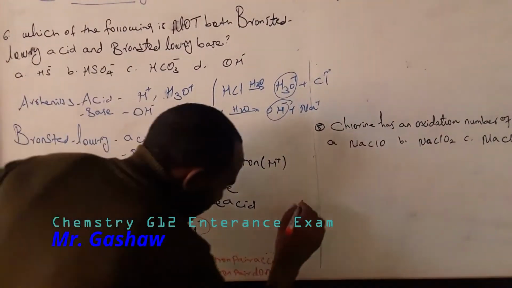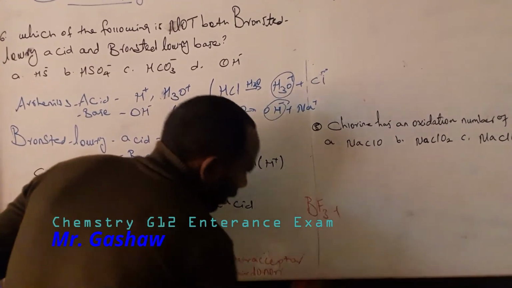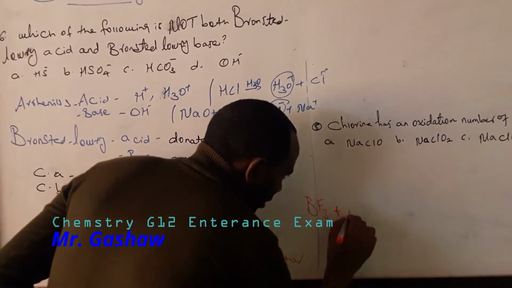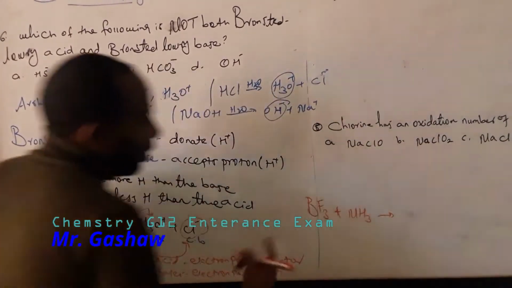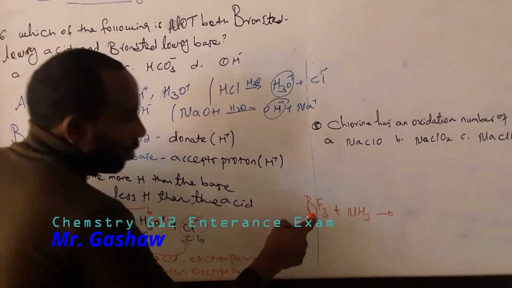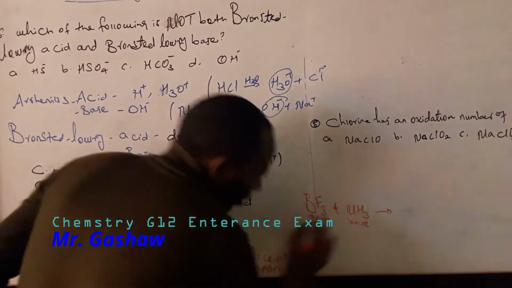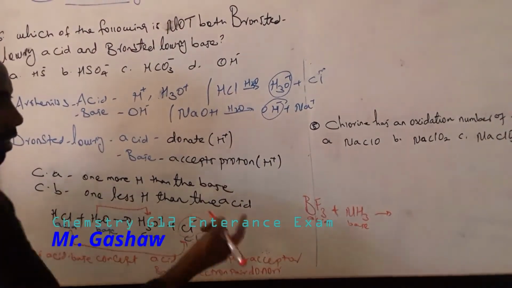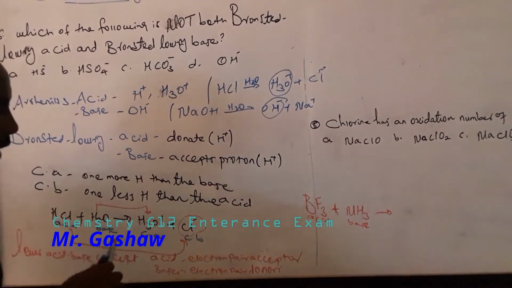For example, look at this one. Boron trifluoride reacts with ammonia, NH3, to produce an acid-base adduct. So this one has a shortage of electrons. This one acts as an acid, and this one acts as a base. How do you know it acts as an acid and it acts as a base? You can draw the Lewis structure for this one.